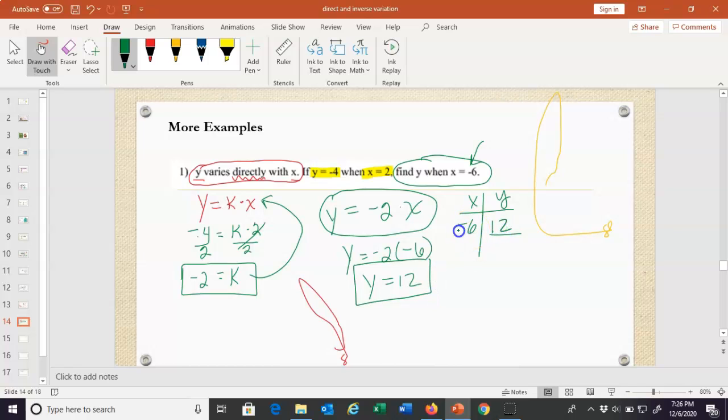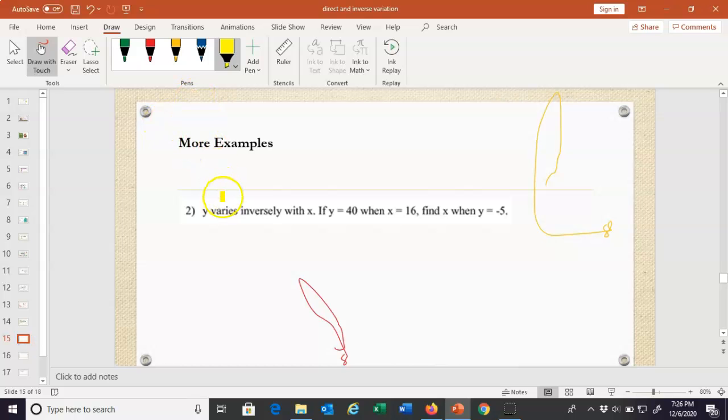And you're done. You gave them the answer. Find y. You found it. So this just has one extra step where you have to use this given information, plug it into the general form to solve for k. Let's try it again. This time it tells us y varies inversely with x. So you see that sentence and your brain should automatically write the general form of the inverse variation: y equals k over x.